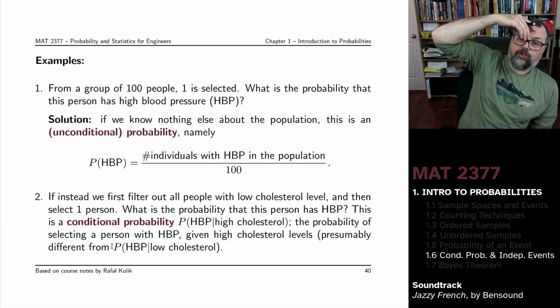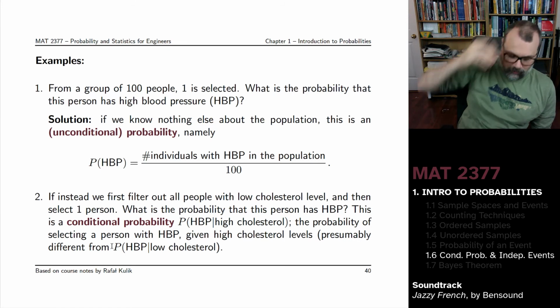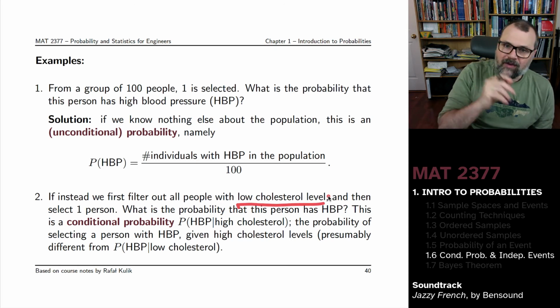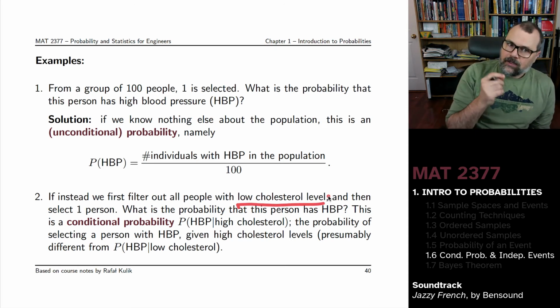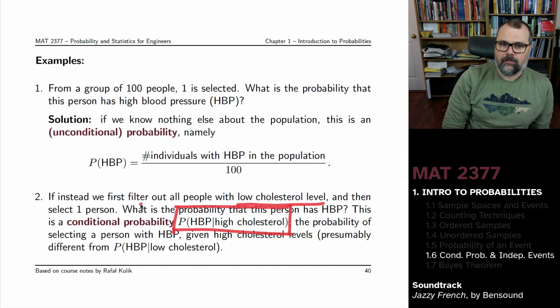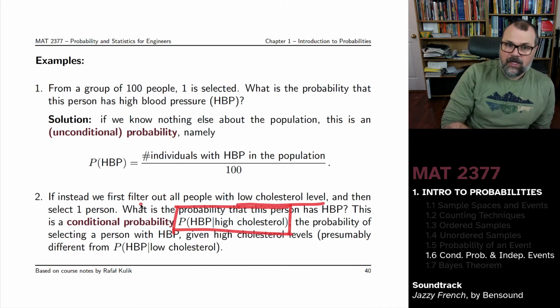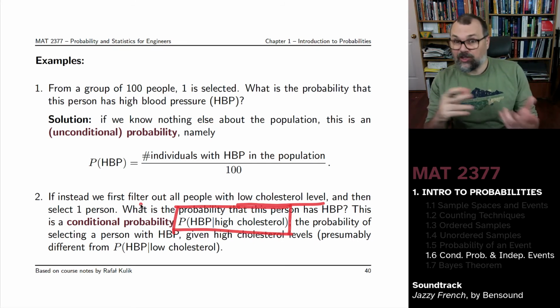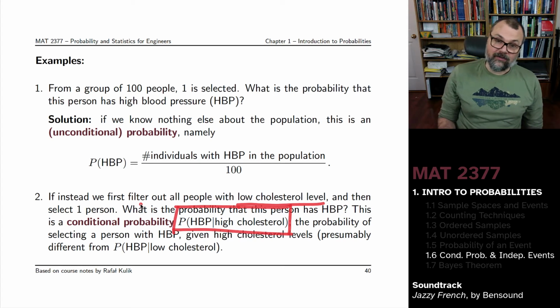But if you start by filtering out all the people that have low cholesterol levels, and then you select one person, what's the probability that this person has high blood pressure? That's a conditional probability. The probability of having high blood pressure given that you have high cholesterol. The probability of selecting a person with high blood pressure given high cholesterol levels is probably different, or presumably different, from the probability of selecting a person with high blood pressure if we know that this person has low cholesterol, if there's a correlation, a link between cholesterol levels and blood pressure.